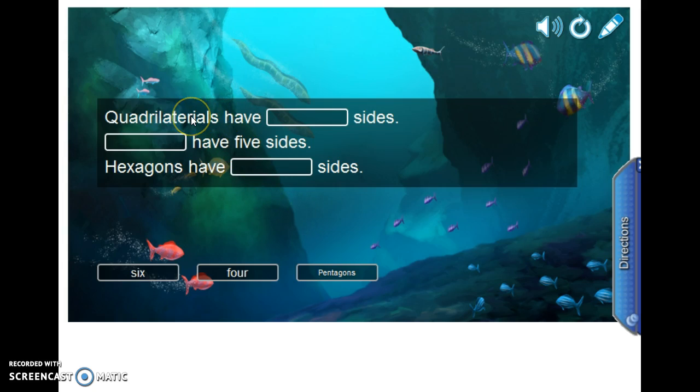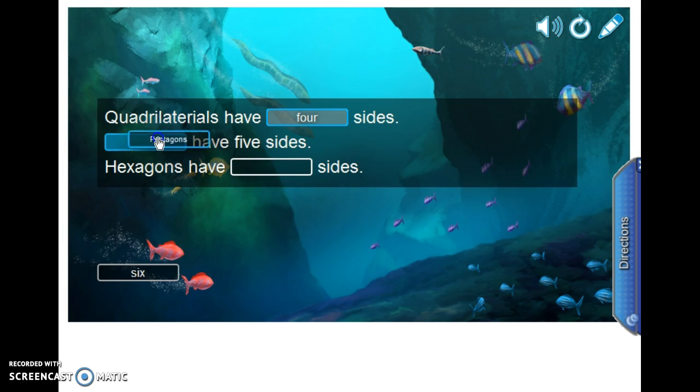Okay, now let's go over our answers real quick. So if you guys just call out your answers in whispers. So quadrilaterals have blank number of sides. So I'm hearing a lot of 4. So we'll put that one there. So blank have 5 sides. A lot of pentagons going on there. So hexagons have blank sides and everyone is saying 6.